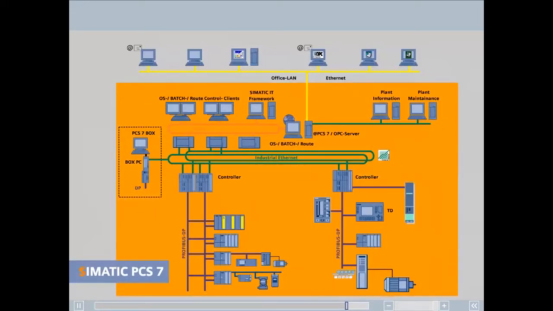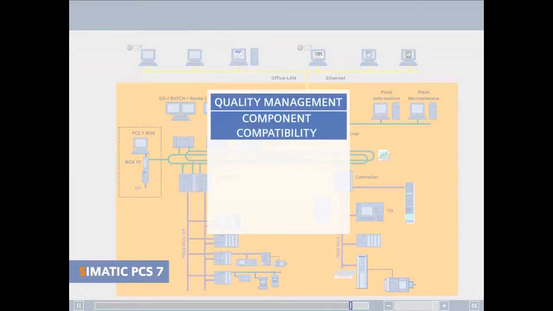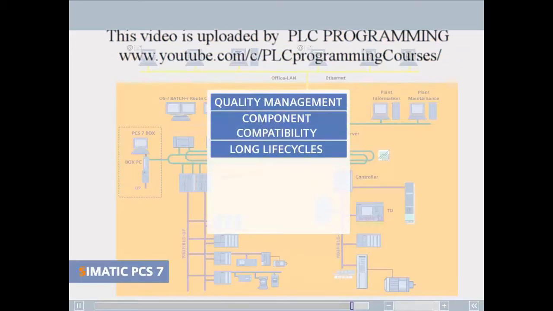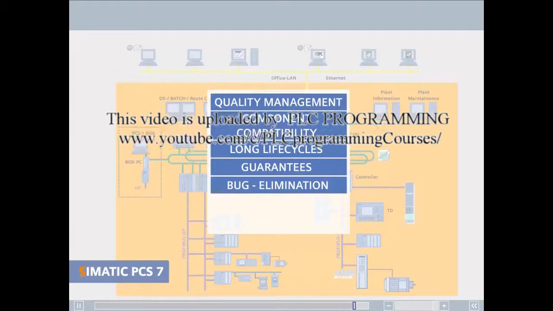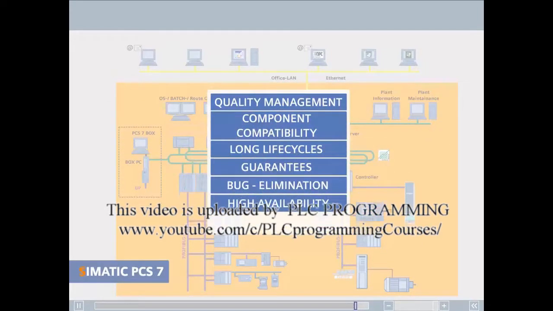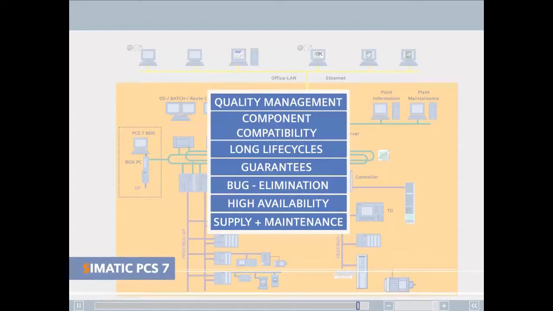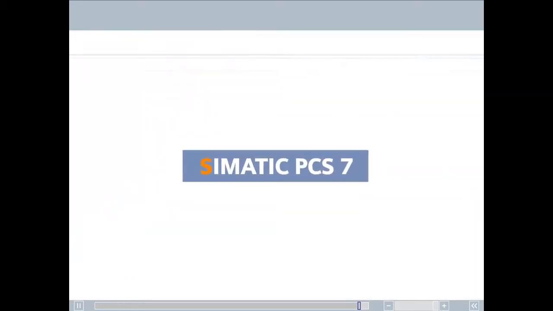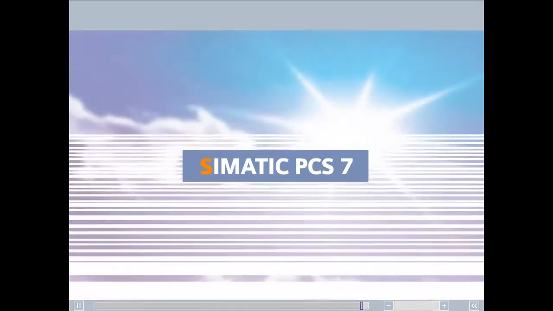What this means for our customers is comprehensive quality management, tried and tested component compatibility, products with a long life cycle, comprehensive guarantees, fast elimination of bugs, high availability, and long-term availability of supply and preventive maintenance. This, of course, also includes worldwide service and support around the clock.